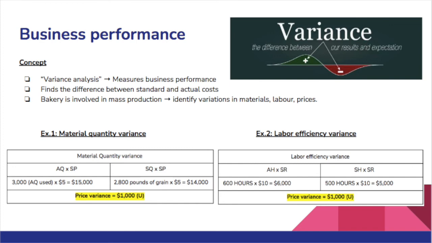Here I provided two variances analyses, and the first looks at materials. As you can see, the bakery forecasted that the materials used over the term were going to be 2,800 pounds, but this went beyond to 3,000 pounds, and this change might have been due to an increase in the demand for bread.